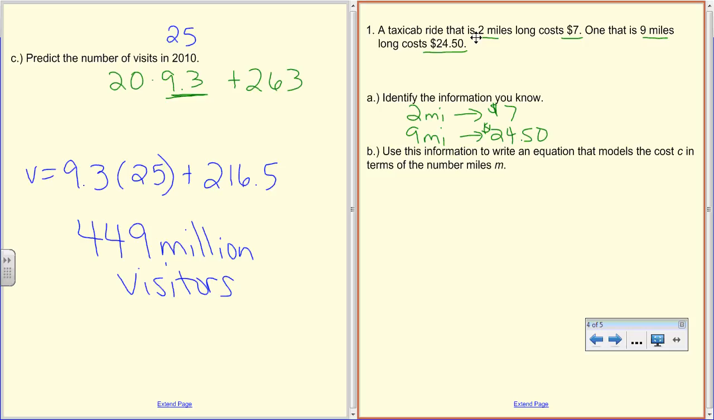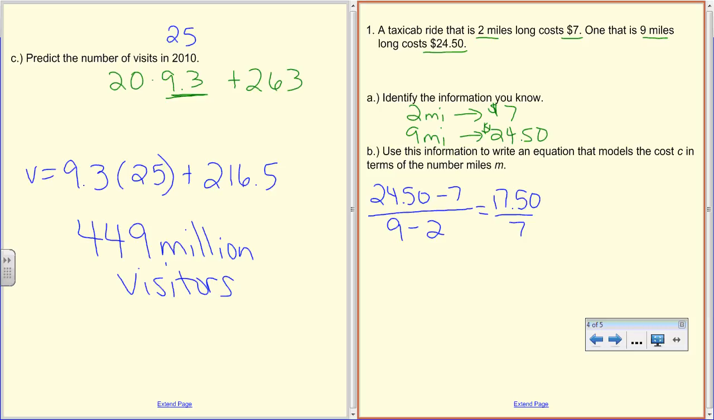So I'm going to work down here under part B, because it says use the information to write an equation that models the cost in terms of the number of miles m. Okay, so I'm going to have to find my rate of change. So I have 24.50 minus 7 over 9 minus 2. So this should give me 7 miles difference. So I went 7 miles farther. And it cost me $17.50.